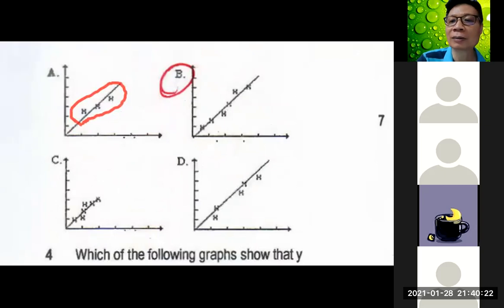Why is C wrong? Not balanced. C is balanced, ma. One up here, one down here. Oh, balanced. The points are too close together. Too close together lah.